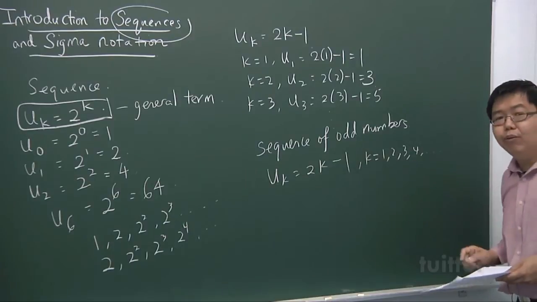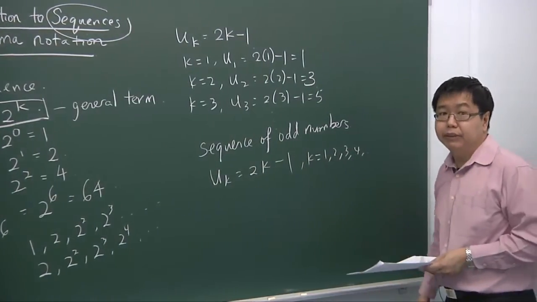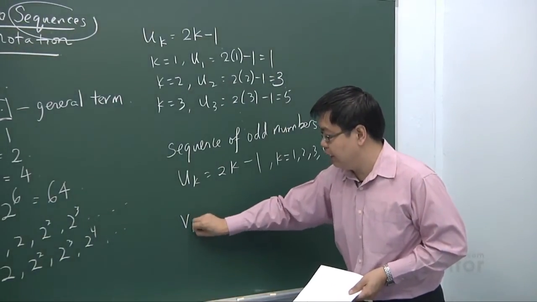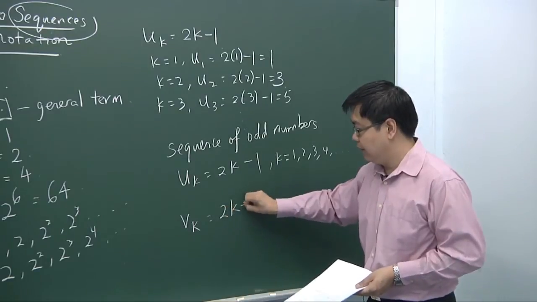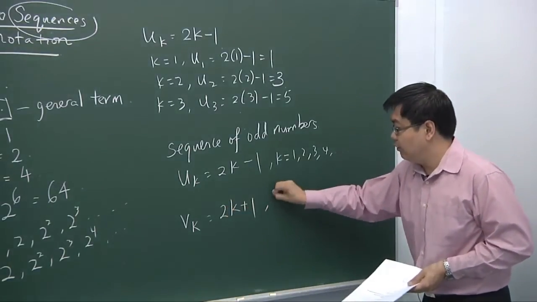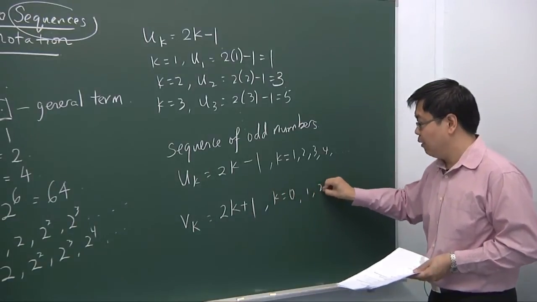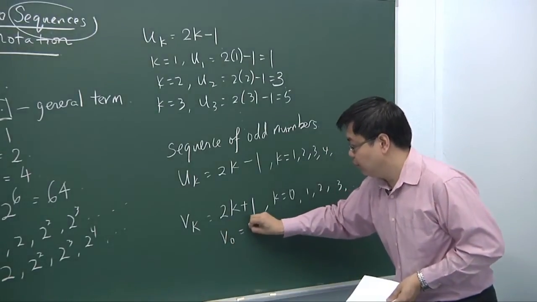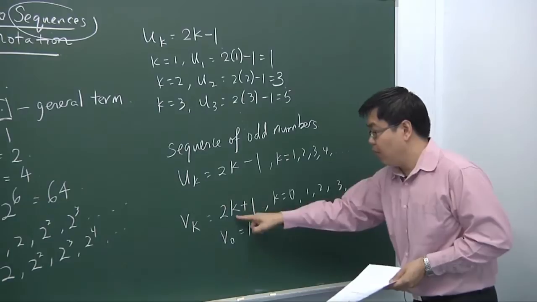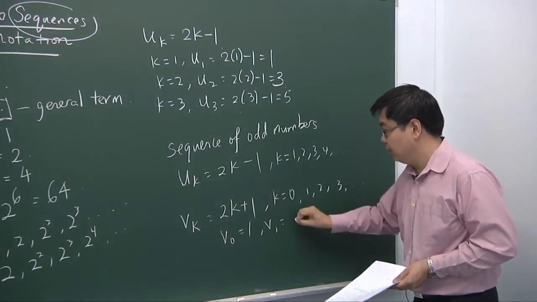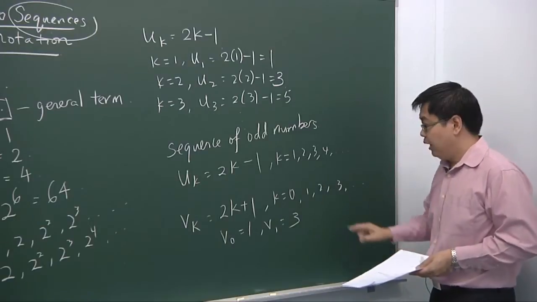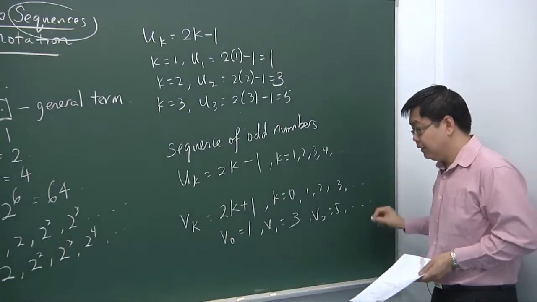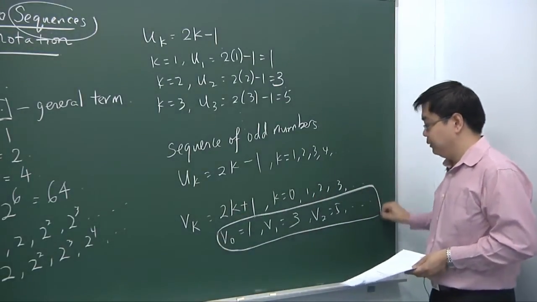But is this the only way to generate a sequence of odd numbers? The answer is no. You can easily create another sequence, say called V_k, given by 2k plus 1. If you start your k at 0, followed by 1, followed by 2, and so on, you notice that V_0 equals 1. If you put 1 inside, you get V_1 equals 3. And you put 2 inside, you get V_2 equals 5, and so on and so forth. It is still a sequence of odd numbers.